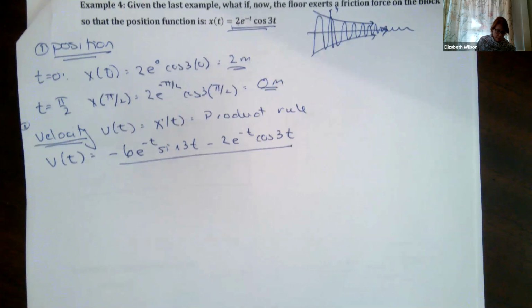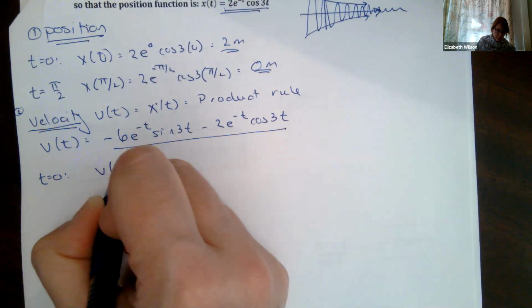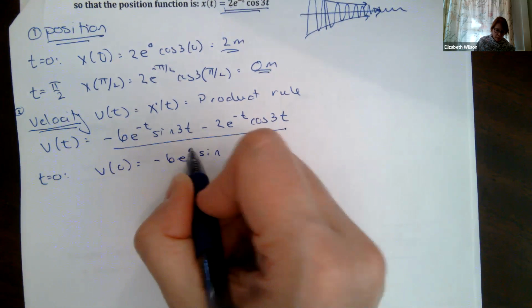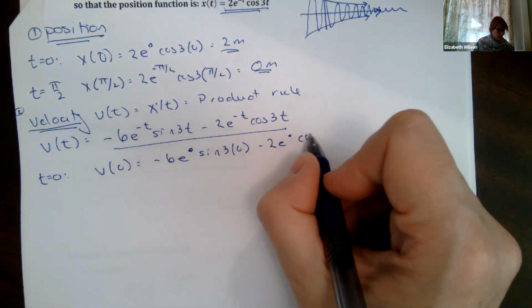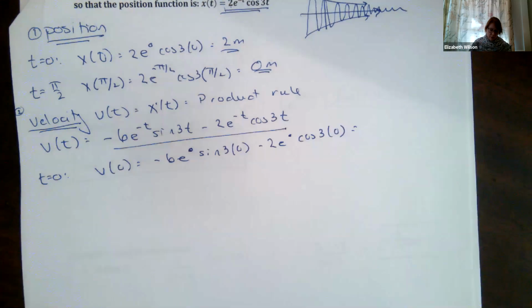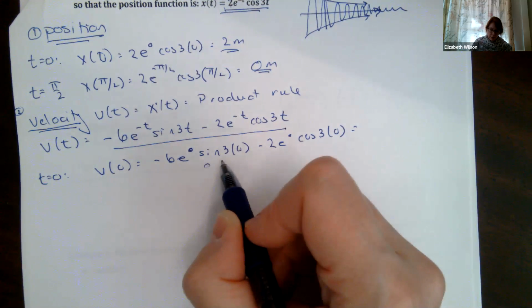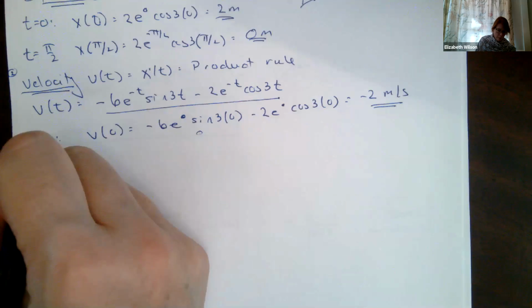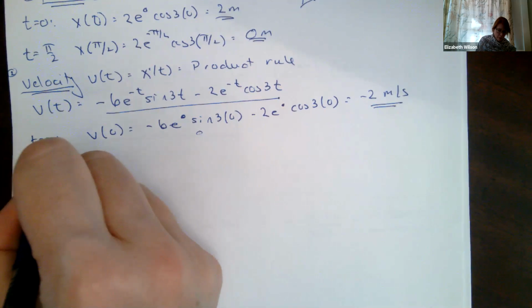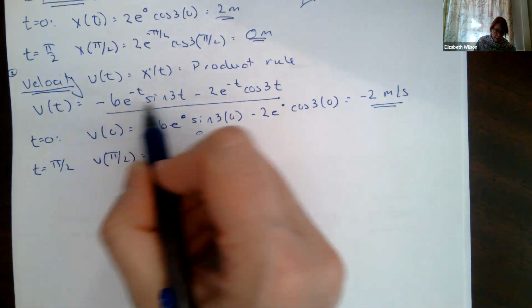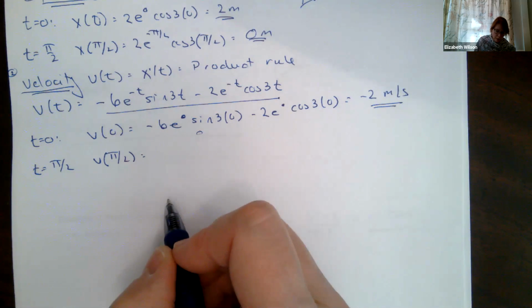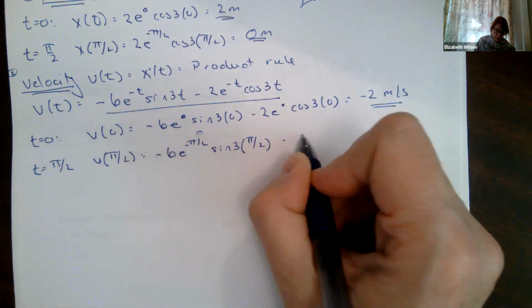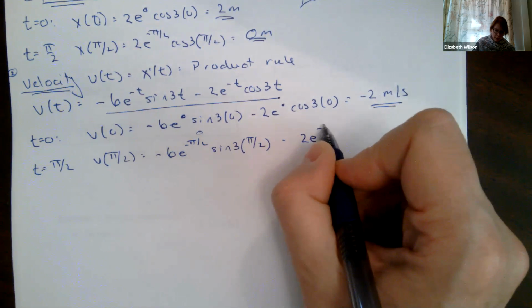At t equals 0, velocity is minus 6e to the 0 sine of 3 times 0 minus 2e to the 0 cosine of 3 times 0. This goes to 0, and this is minus 2 meters per second. At pi over 2, what's happening? I'm going to plug pi over 2 in, so I'm going to get minus 6e to the minus pi over 2 sine of 3 pi over 2 minus 2e to the minus pi over 2 cosine of 3 pi over 2.